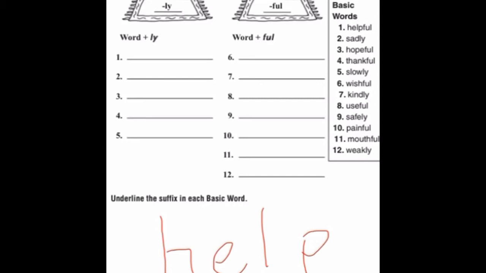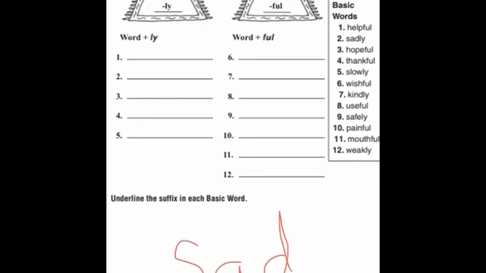Okay, let's try another one. For example, the word sad. So if I add ly to the base word sad, it will become sadly. Okay, let's see what you need to do. Sort the basic words by the suffixes ly and ful.